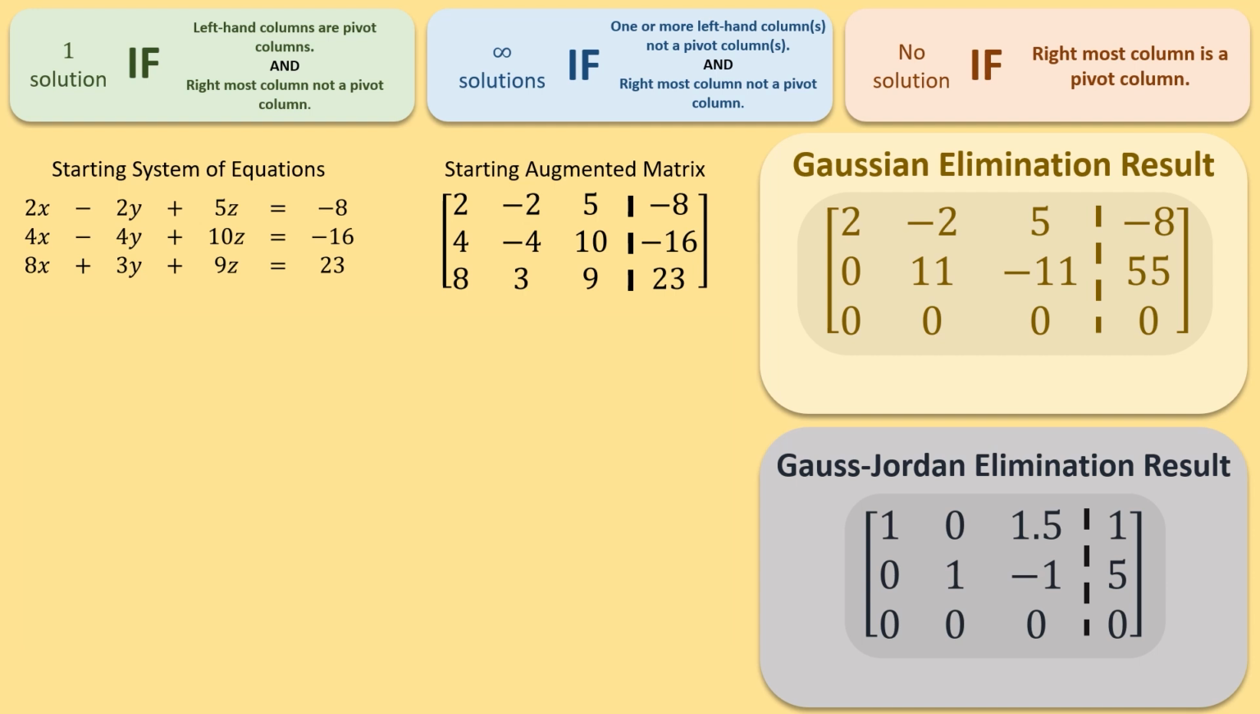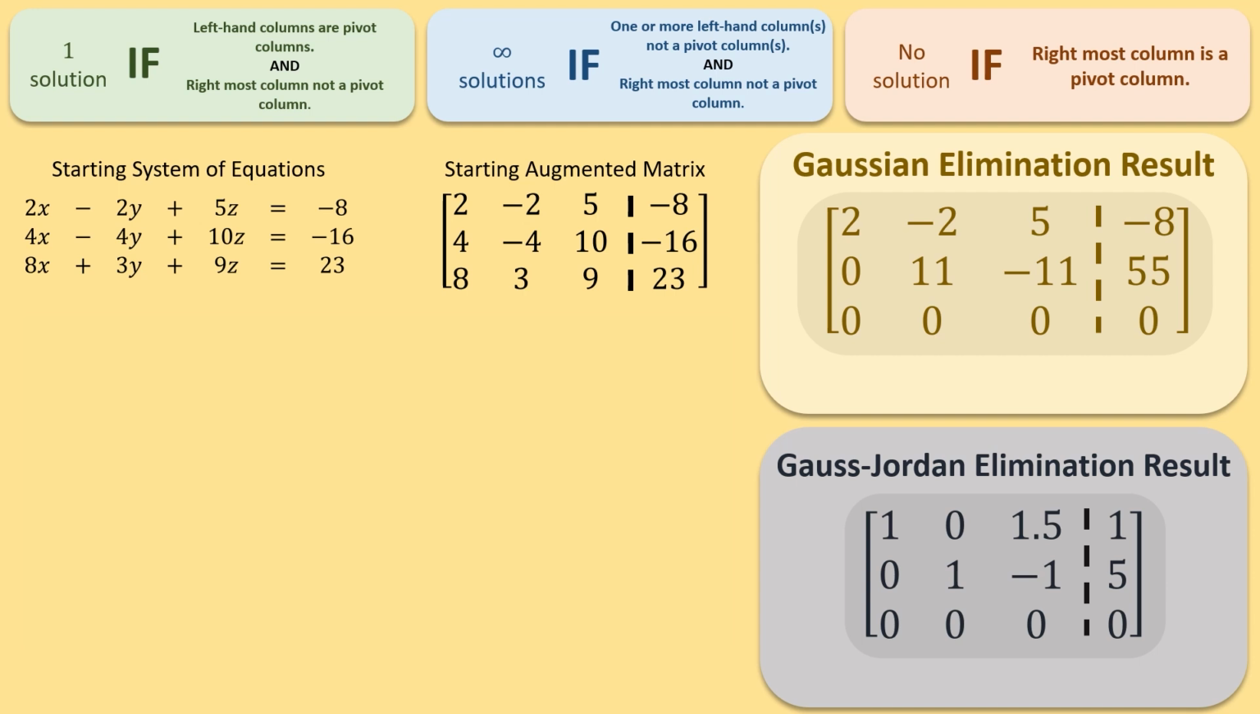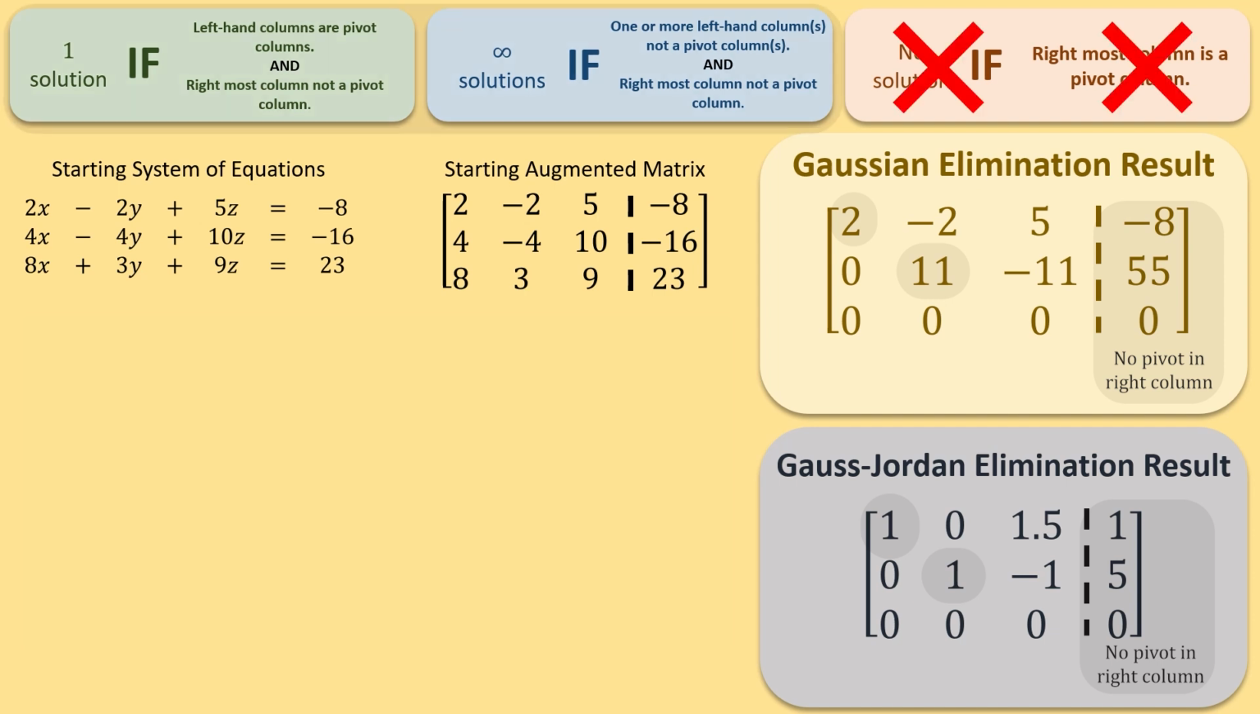Based on these resulting matrices, how many solutions does this system of equations have? Well, let's first identify our pivots and pivot columns in these resulting matrices. It looks like we have two pivots in each matrix. None of the pivots are located in the right-hand column, and so we know that solutions must exist for our system of equations, so we can ignore that third scenario.